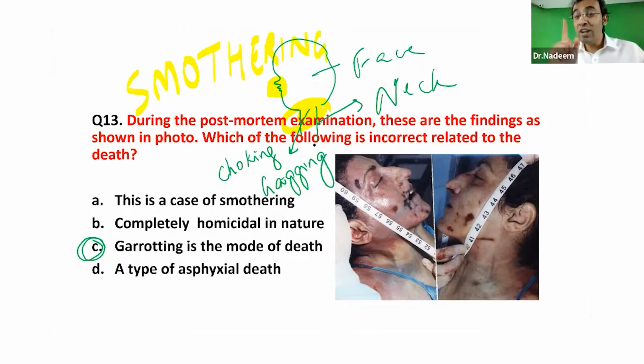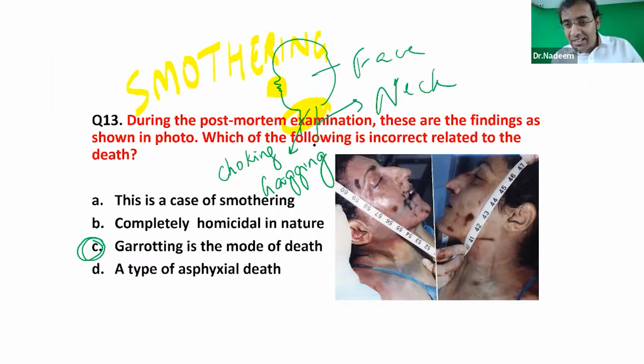So whenever you see signs over the face, over the nostrils, over the lips, over the chin, abrasion, contusion, laceration over here, this is the case of smothering. Abrasion over the neck means strangulation, throttling or garroting. Easy to understand. I hope this is clear to all of you. Is there any confusion?